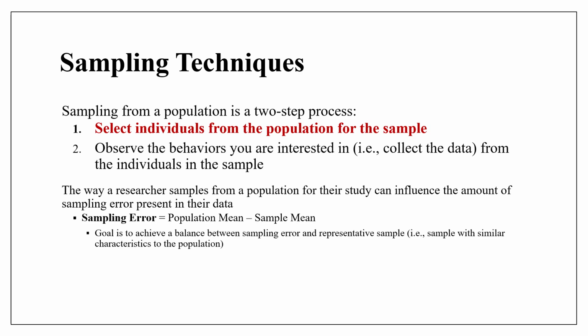And the main goal is for us to achieve a balance between the sampling error and a representative sample. So we want to have a sample that is similar in characteristics to the population overall. But again, it gets really, really hard as researchers to get a representative sample because typically it means more time and resources to be able to do that. So whereas we will do our very best to have a representative sample so that we can have a lower sampling error, there might be, again, some compromises to make.